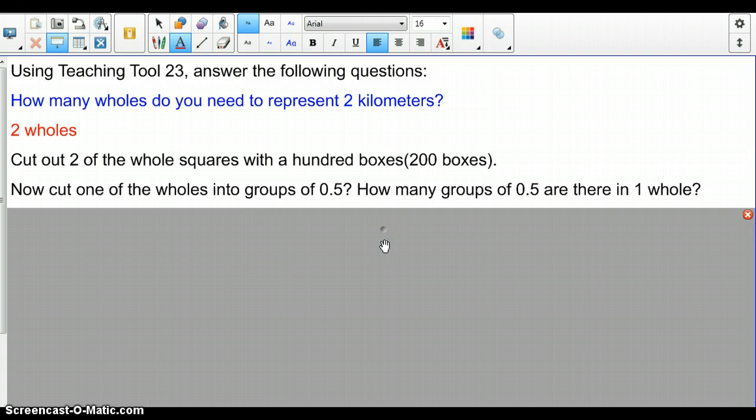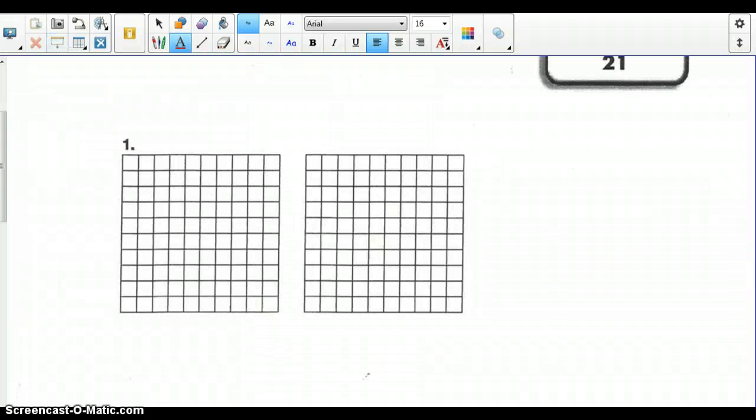Now, you're going to cut one of the wholes into groups of 5/10. How many groups of 5/10 are in 1 whole? So what you're going to do is cut this whole thing out, and then cut this one out too. Then you'll cut these into tenths, 5/10. So you just go 1, 2, 3, 4, 5, and then you cut it. You want to find out how many 5/10 you're going to have. And then 1, 2, 3, 4, 5, cut, and so on.